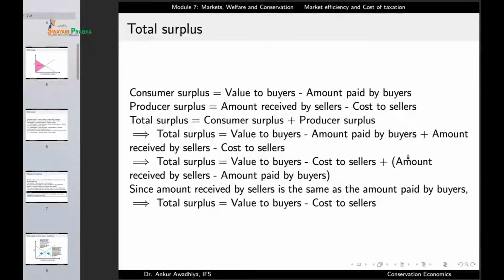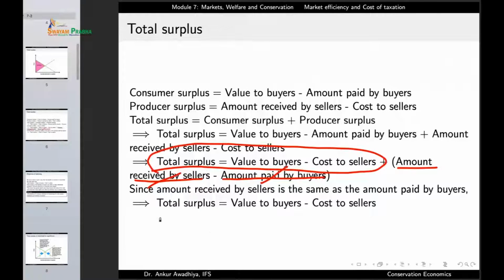Now, as we have seen before, the amount received by the sellers is the price, the amount paid by the buyers is also the price. So, we are subtracting price from price. So, the amount received by the sellers is the same as the amount paid by the buyers. So, we can cancel out both of these. We can cancel this and we can cancel this. And so in that case, the total surplus becomes the value to the buyers minus the cost to the sellers. So this is the total surplus, value to the buyers minus cost to the sellers.